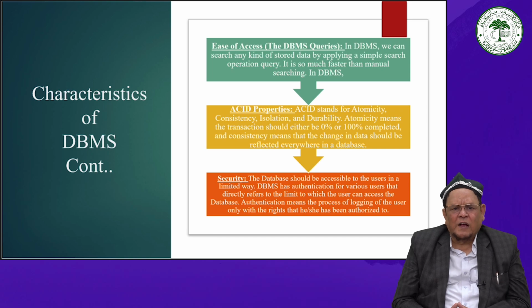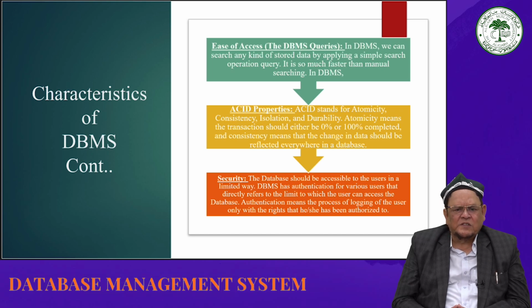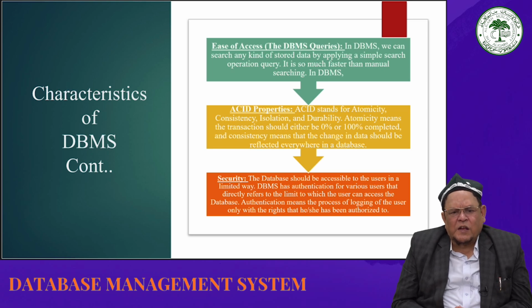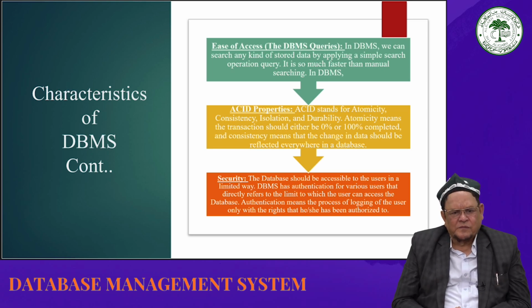So, ease of access. ACID properties stand for atomicity, consistency, isolation, and durability. Atomicity means a transaction should be either 0 or 100% completed, and consistency means the change in the data should be reflected everywhere in the database. And the next is security.